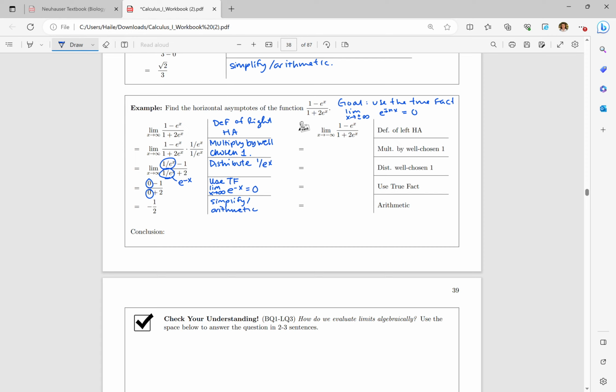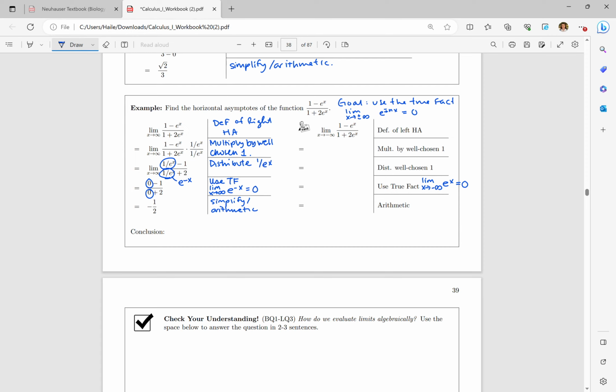Okay, so in the next example, we're going to do the left horizontal asymptote. And so this one's a little bit different. So here, x is going to -infinity. So the true fact that we're going to want to use is the limit as x approaches -infinity of e to the positive x is equal to 0. Okay, so that's where we want to get.